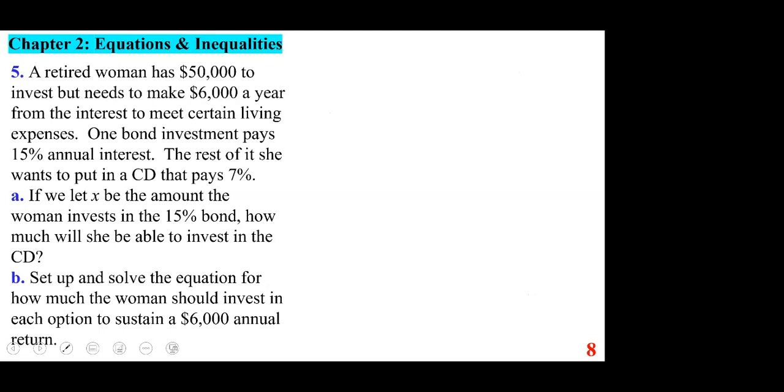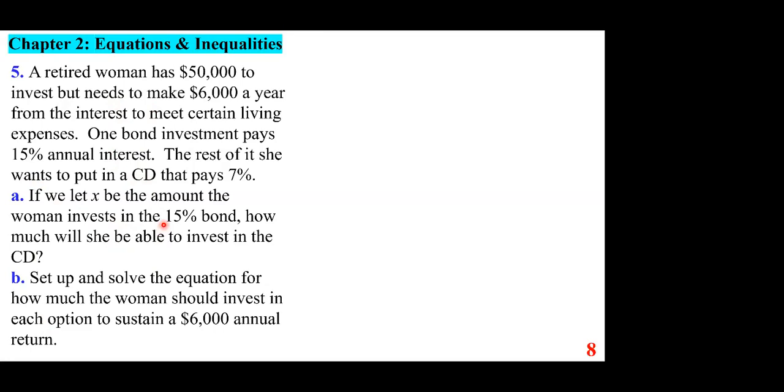By the way, a classic question is, why not all in 15%? There are other factors involved, such as taxation and so forth, and limitations, okay? So if we let X be the amount the woman invests in the 15% bond, how much will she be able to invest in the CD? Set up and solve the equation for how much the woman should invest in each option to sustain a $6,000 annual return. Now, even if they don't give you A and B, the bottom line is you need to solve.